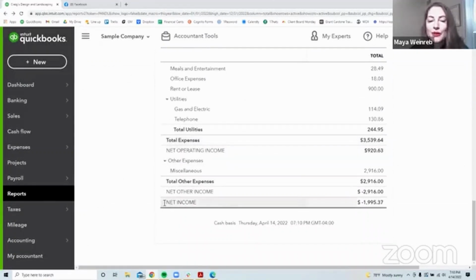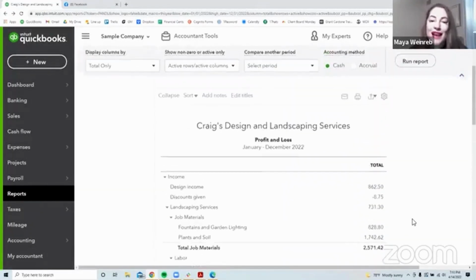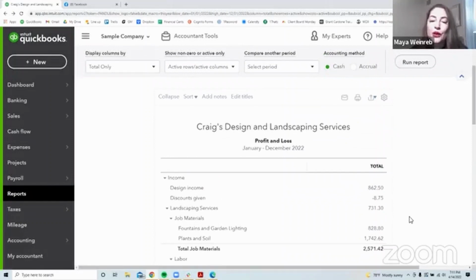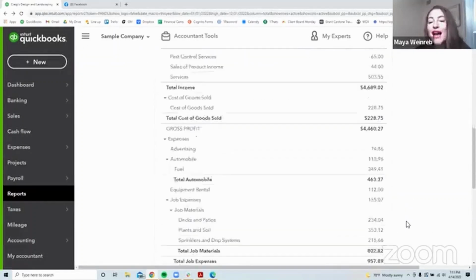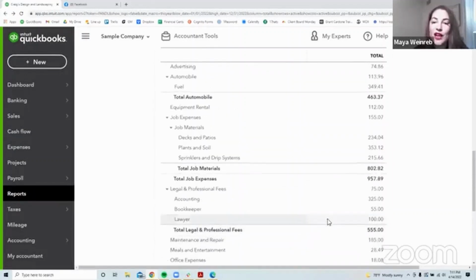Now at the bottom, you can see here his net income after everything. So this shows a profit or a loss. And in this case, it shows a loss. He had a loss of almost $2,000 for the year so far. So that's no fun. But this is a really important report to look at. I look at mine for the year to date, for the month to date, for the week. I look at it almost every day. And I know exactly whether I'm profitable or not. And if I'm not, I can do something about it. So this is a profit and loss.